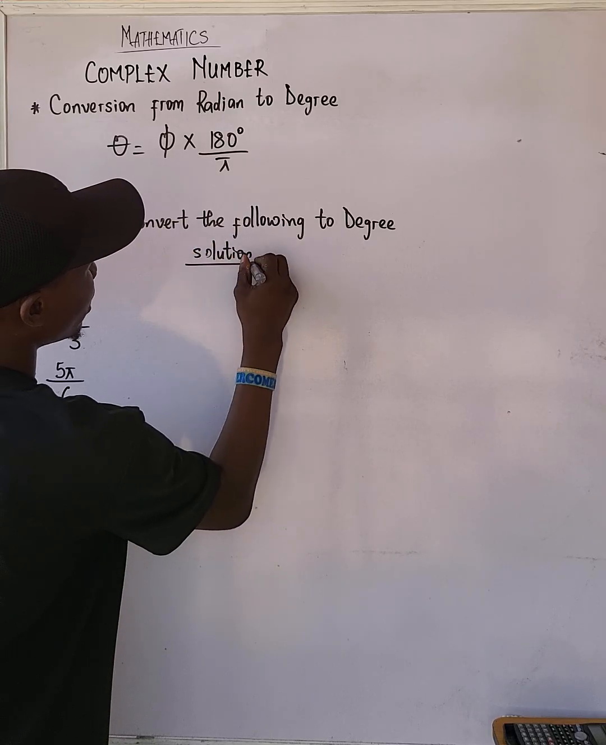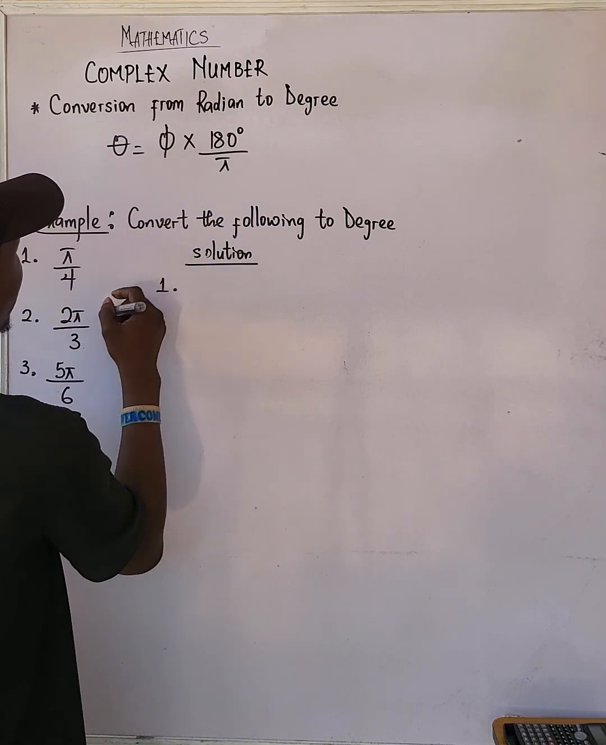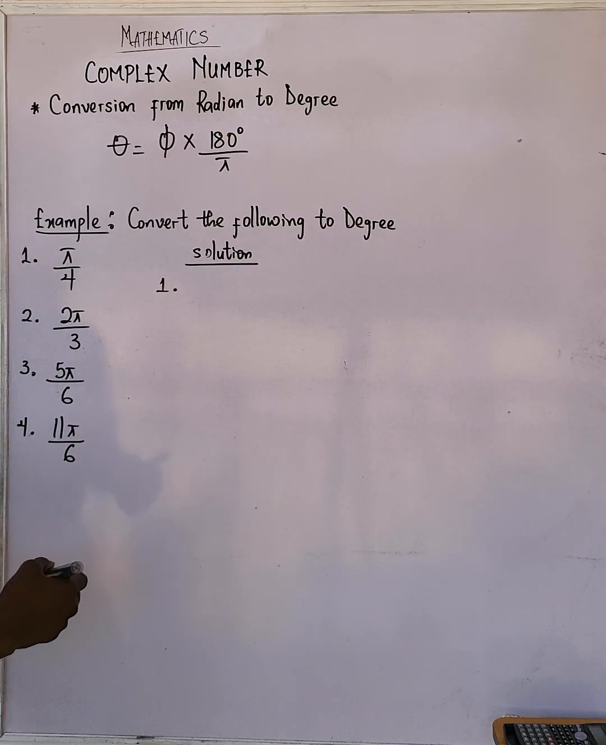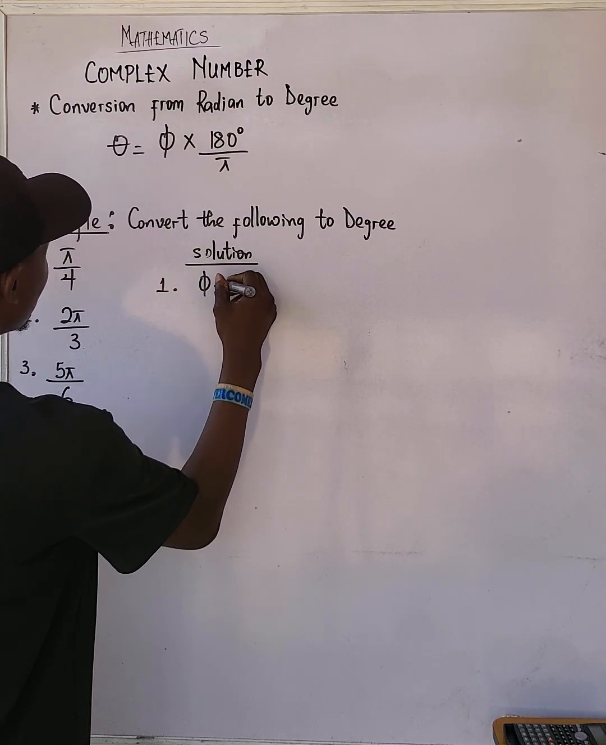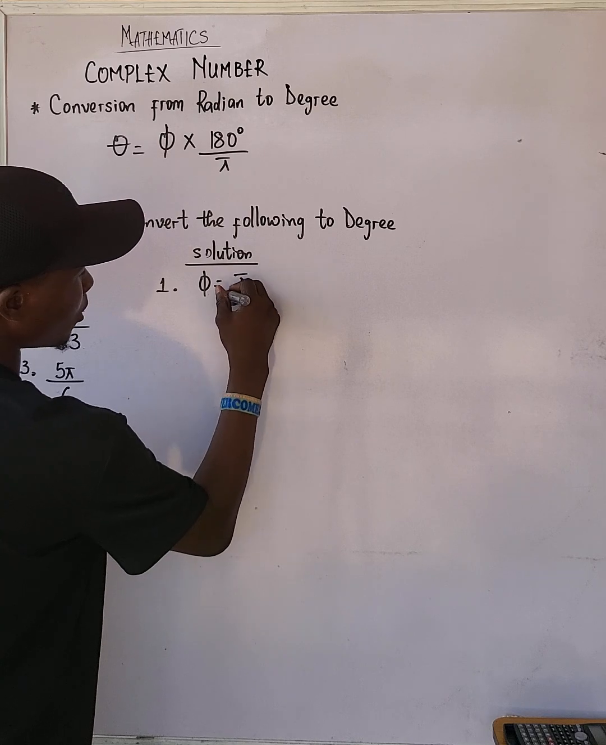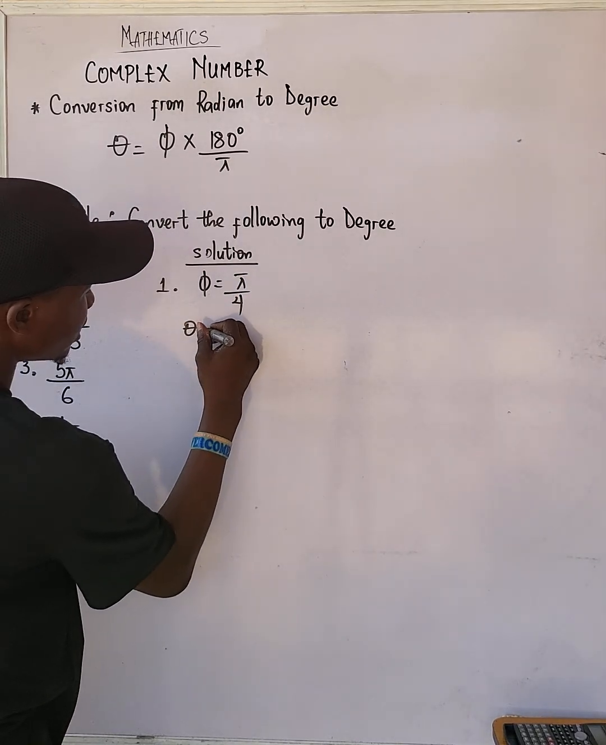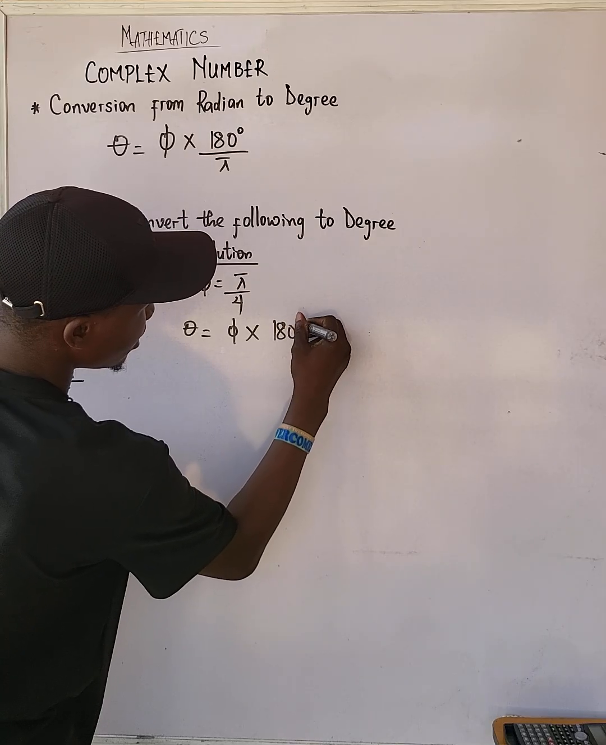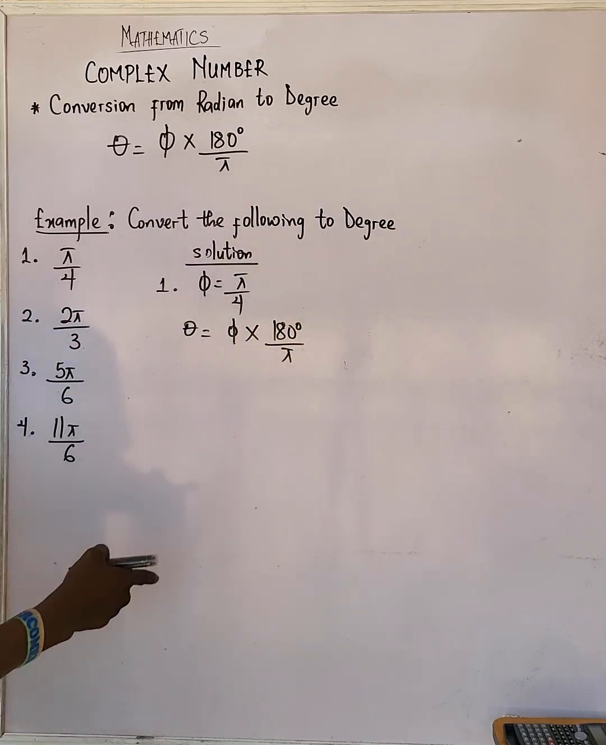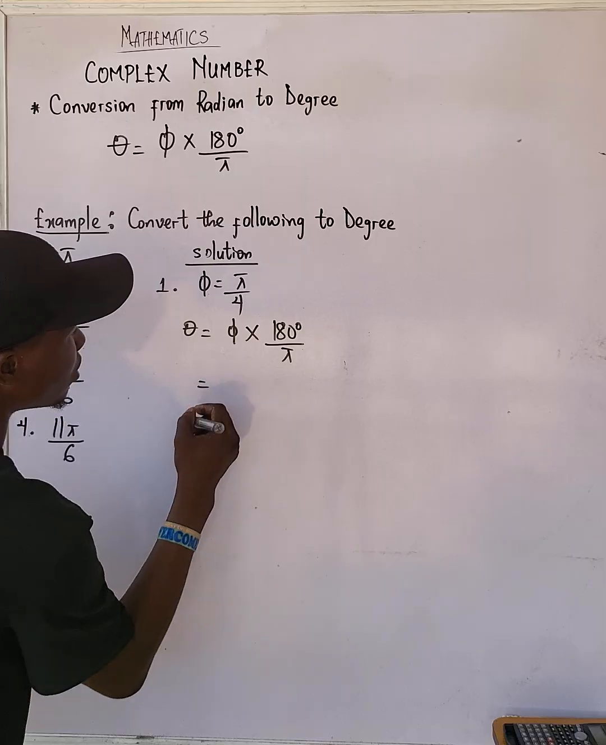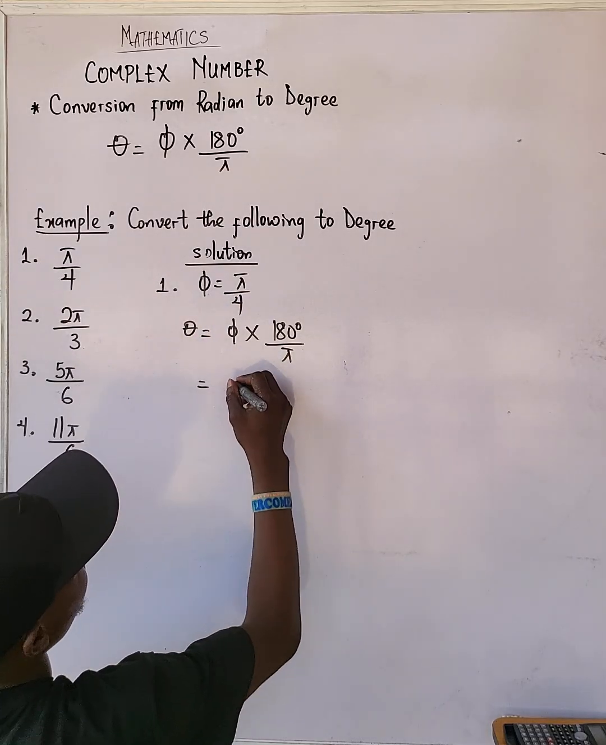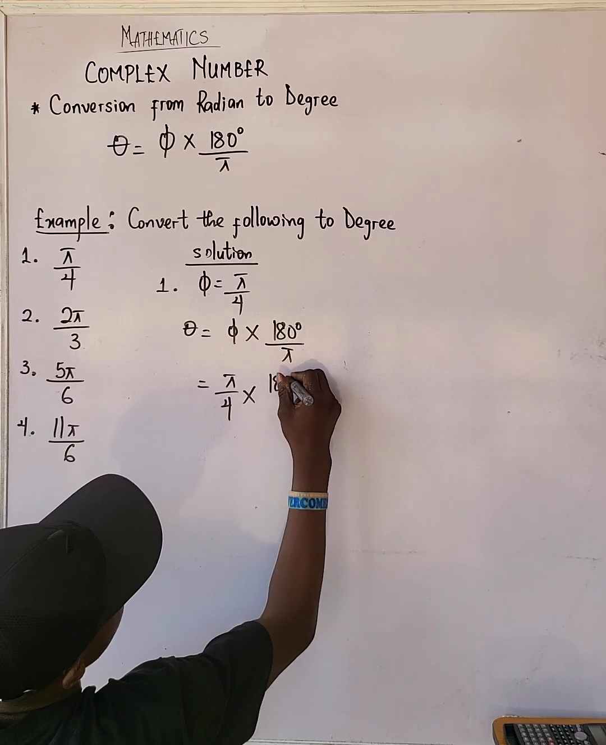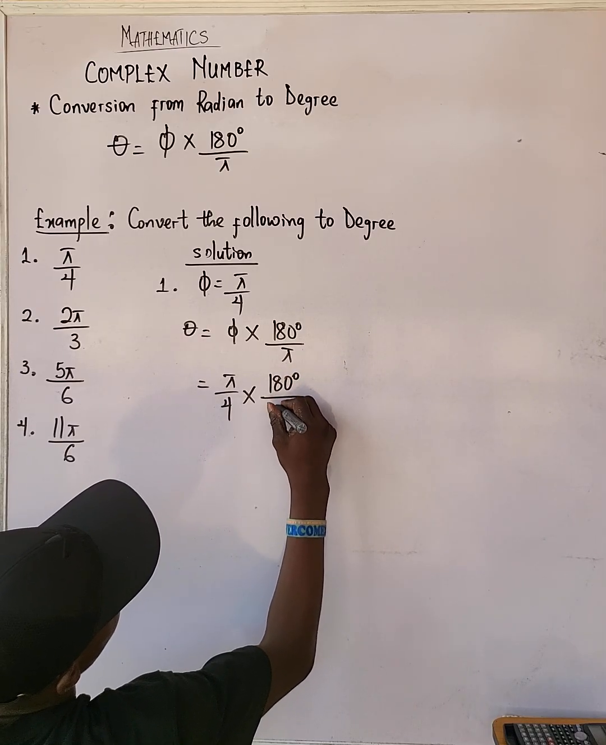Now, for question 1, don't forget, I'm to convert it to degree, meaning all these are in radian. So my radian is given as pi over 4. So what is the formula to get your degree? It is that radian multiplied by 180 degree over pi. Is that not the formula? So what are we going to have now? Our radian was pi over 4. That will be pi over 4 multiplied by 180 degree over pi.